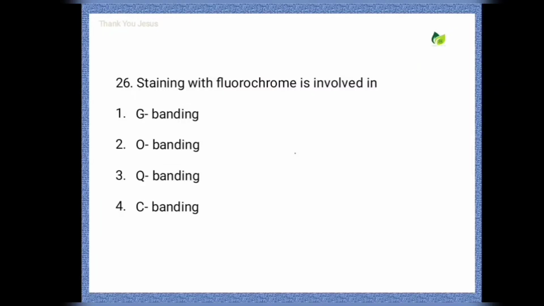First question, staining with fluorochrome is involved in. Options are G banding, O banding, Q banding, C banding. The correct option is third one, that is Q banding.